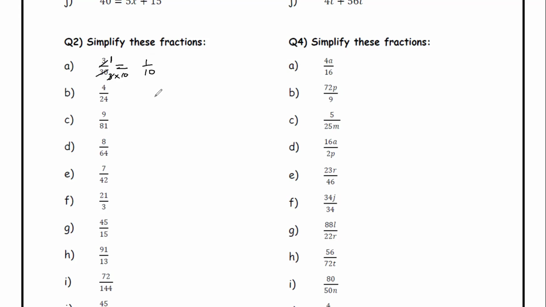When you cancel out something, it doesn't become 0. It does not become 0. So remember, it's 1. If you're confused, then write 1.